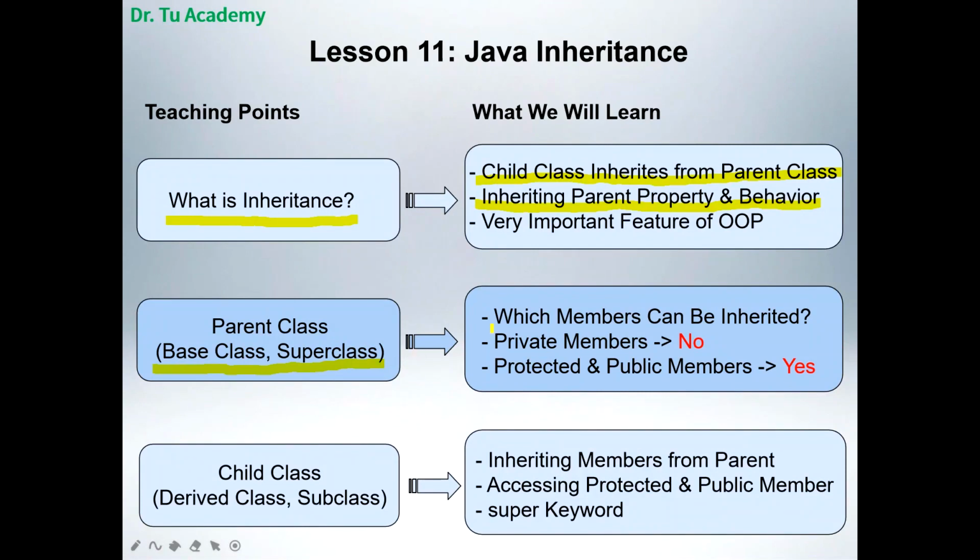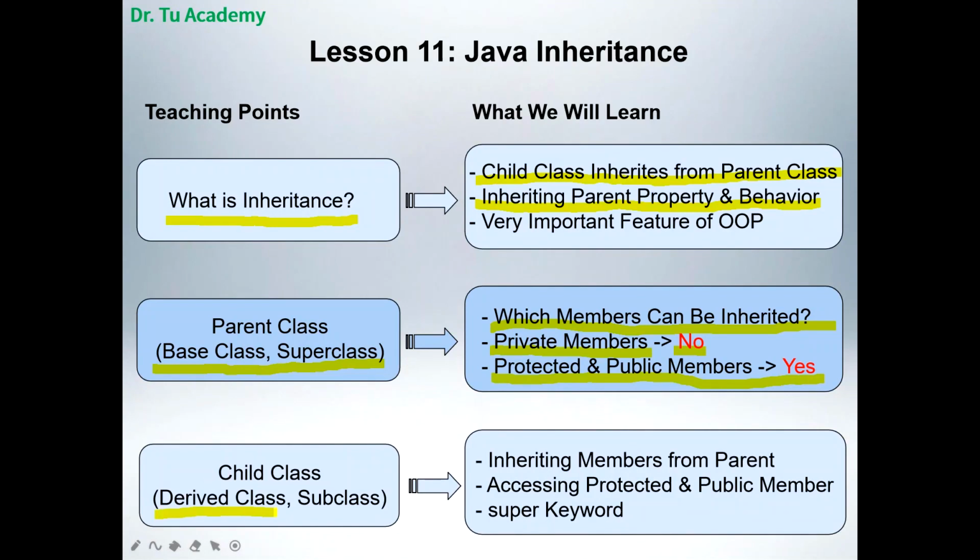So which members of the parent class can be inherited by the child class? The private members cannot be inherited by the child class. The public and the protected members can be inherited by the child class.